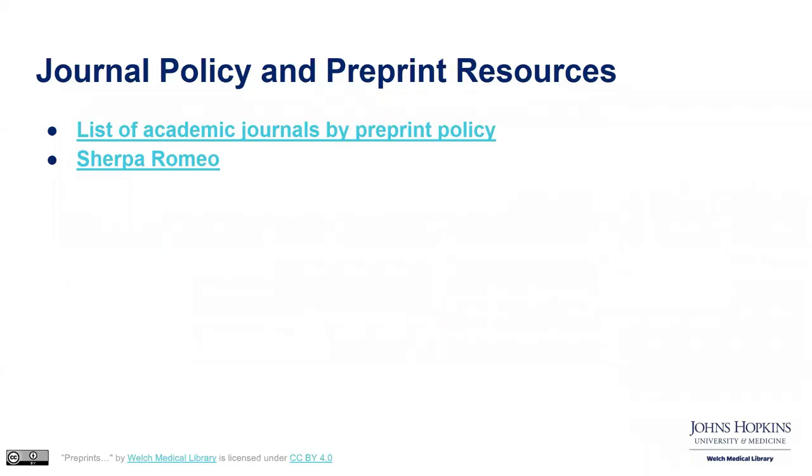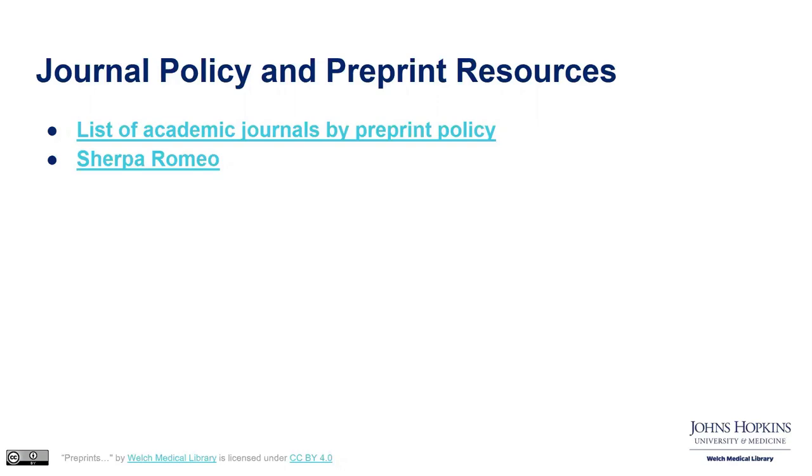And how do you know whether or not you can post a preprint, or whether it's allowed by the journal? First is a list of academic journals by preprint policy. This is a Wikipedia page that you are welcome to check out. If you search the list of academic journals by preprint policy on Google, you should be able to get right into the Wikipedia page that lists the journals according to their preprint policies.